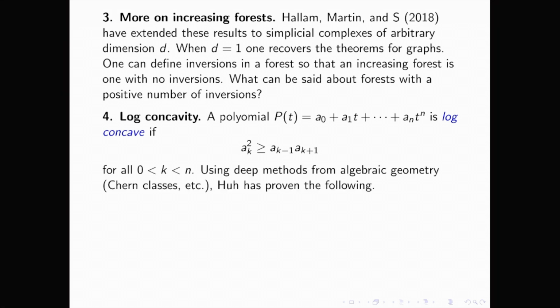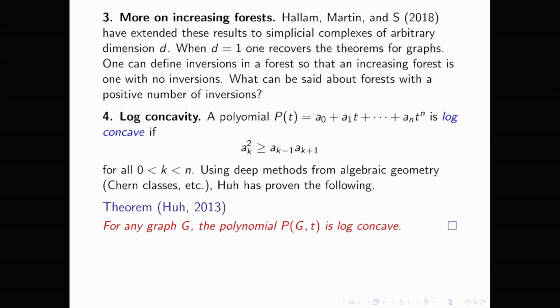And fairly recently, using very deep methods from algebraic geometry, including Chern classes and stuff which I know nothing about, June Huh has proved the following: if I have a graph and I look at the chromatic polynomial, its coefficients are log concave. This is a theorem that graph theorists have been trying to prove for a number of years using graph theoretic techniques. Nobody was able to do it. June was able to do it though, but only with very fancy algebraic geometry. And so another question is: is there a way to prove this combinatorially?